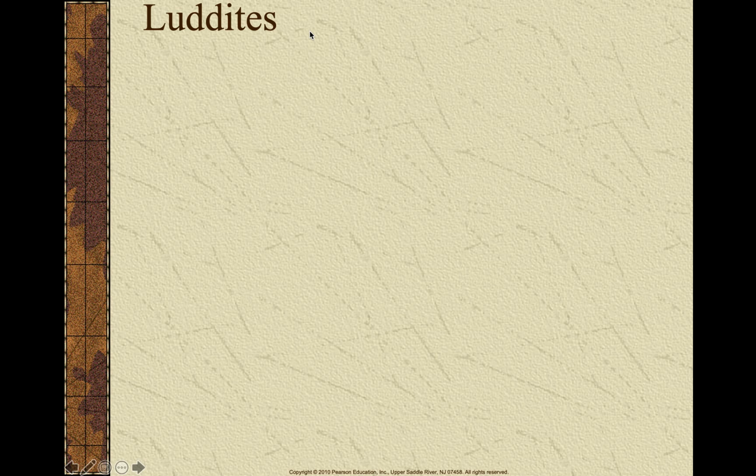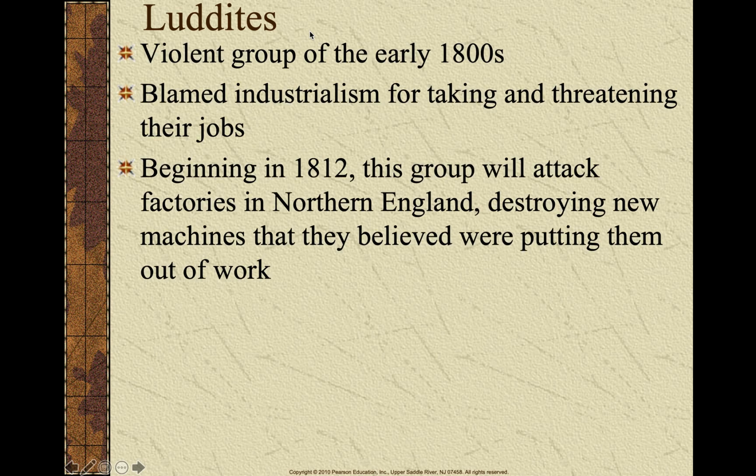The Luddites are also an important reaction and group for us to understand. This is a violent group of the early 1800s. They blamed industrialism for taking and threatening their jobs. Beginning in the early 1800s, this group is going to attack factories in England, destroying new machines that they believed were putting them out of work. And it's important to understand that these sentiments still exist today. We don't necessarily see groups going out and blowing up factories and whatnot. But these fears and anxieties of new industries taking over old industries are very much still alive today.